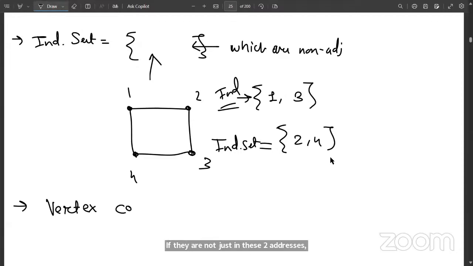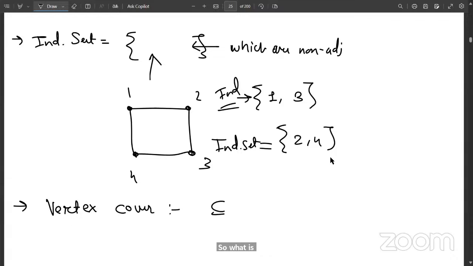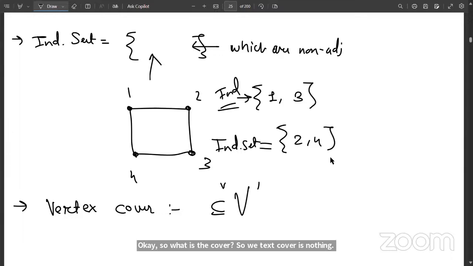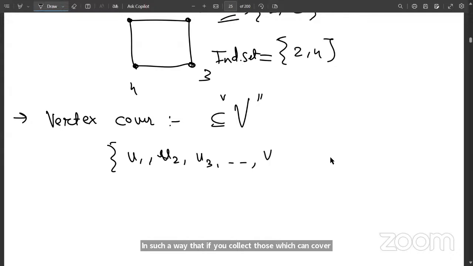So what is a vertex cover? A vertex cover is a subset of the set of all vertices such that if you collect those vertices, V1, V2, V3, and so on, Vn, they can cover all the edges. So this set is known as a vertex cover.